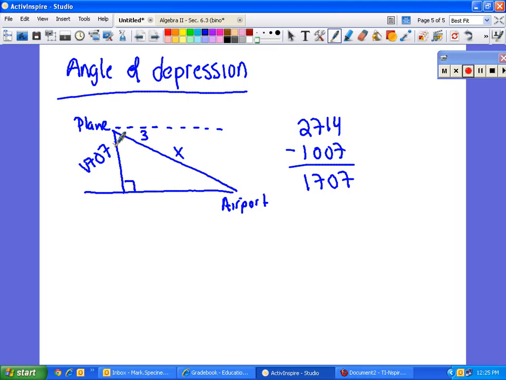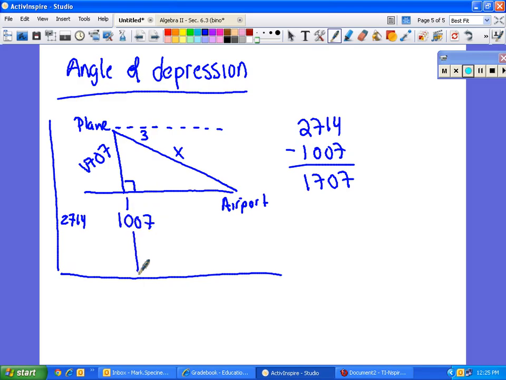Okay, again, the plane is 2,700 feet off the ground. So here's the ground. The plane is 2,714 above the ground. But the airport is above the ground. From the ground to the airport is 1,007. So to get the distance from the plane to the ground, we subtract the total amount of feet. We subtract this, the distance from the ground to the airport, from the total. And that's where the 1,707 comes in.